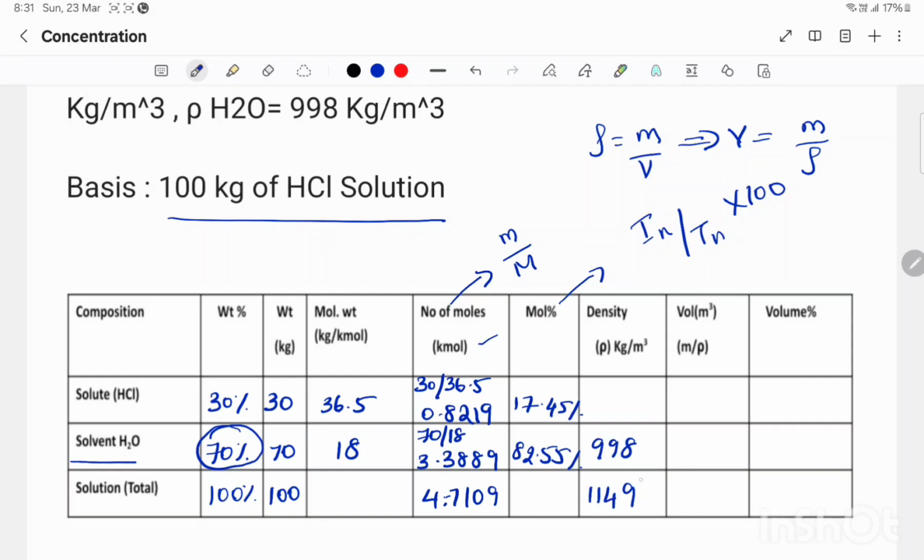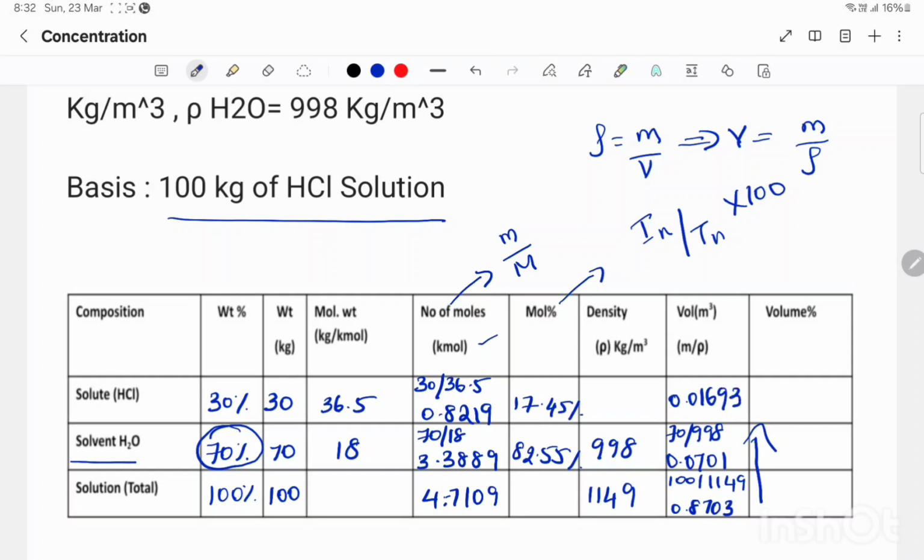So for solvent the mass is 70 and the density is 998. 70 divided by 998 will give you 0.0701. And next, for solution, 100 by 1149 will give you 0.08703. And next, using the total and solvent, we can easily calculate what is for solute. So total minus solvent will give you the value for solute. So the solution is 0.8703 minus 0.0701 will give you the volume of solute is 0.01693.